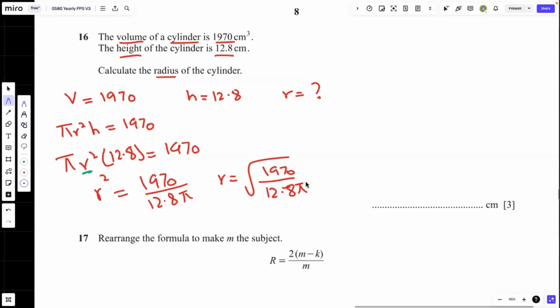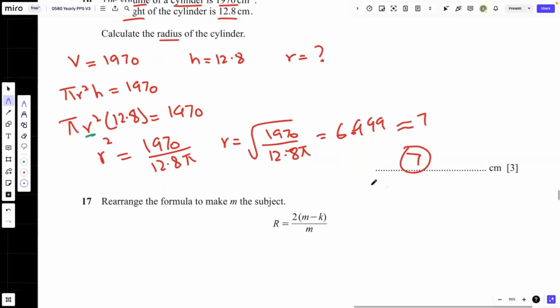And then the answer that we are getting is 6.99, which is equivalent to 7. So the radius is 7.